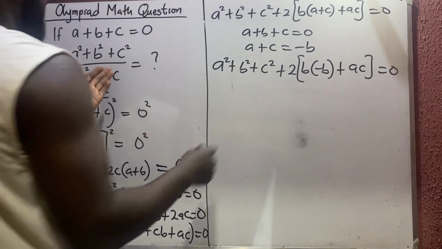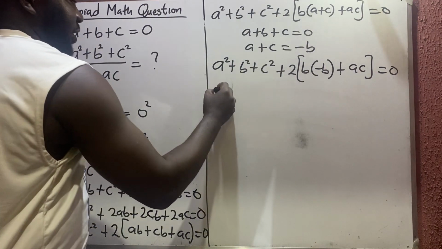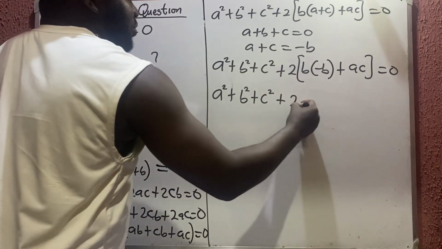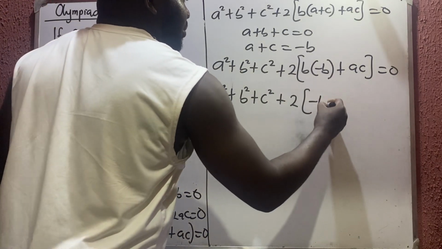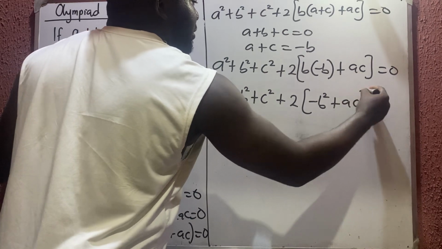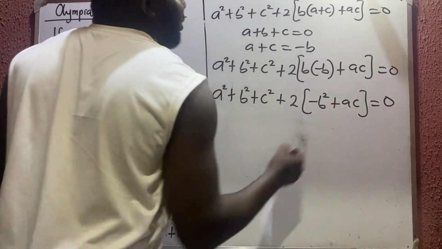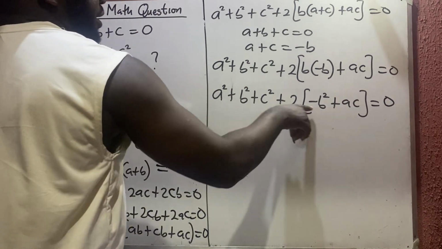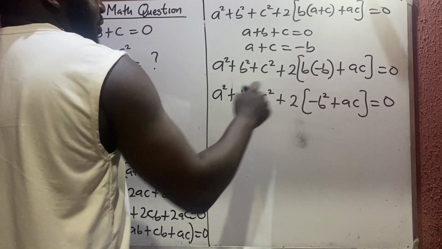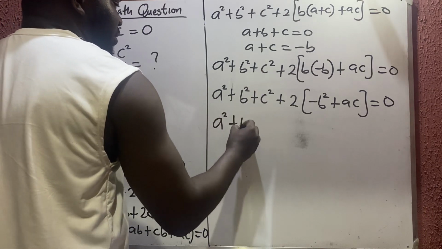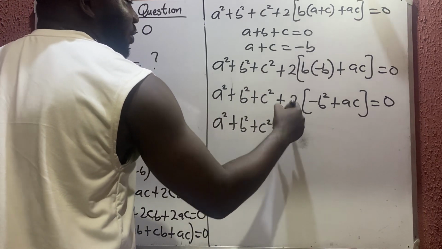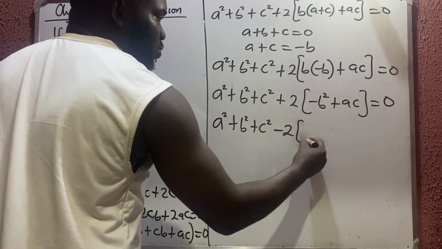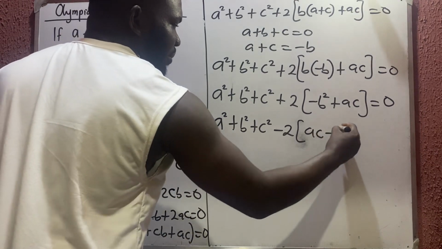The reason I am leaving this ac is because I am having ac here. So I have a squared plus b squared plus c squared plus 2 into, this time this will give you minus b squared plus ac, is equal to 0. Now what do we have now? Let me rearrange this one. Let me multiply these by minus. So I am going to have a squared plus b squared plus c squared, sorry, if I multiply by minus, I am going to have minus 2 into ac minus b squared.